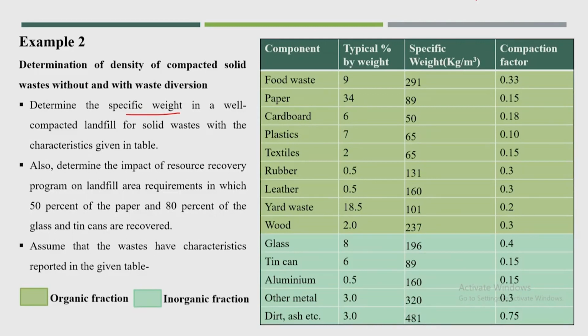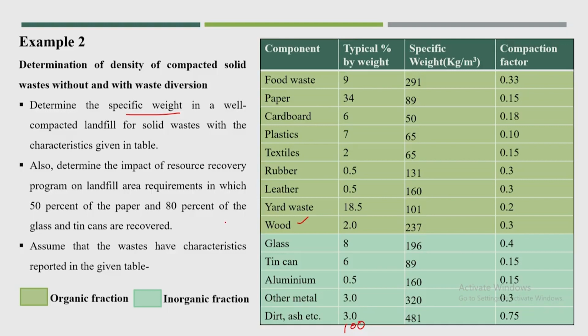The data is given as the organic fraction and inorganic fraction. You see here, up to wood is the organic one, and the remaining are the inorganic. The weight is given in percentage, the total is 100%, and the specific weight is given for each waste. We have to calculate the total specific weight, and the compaction factor is also given. After compaction, how much specific weight will remain, because we have to calculate the specific weight for the well compacted landfill.